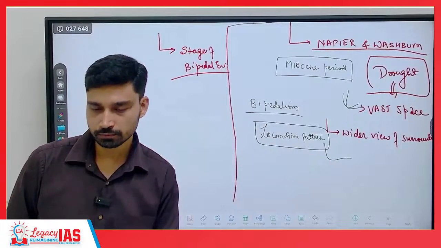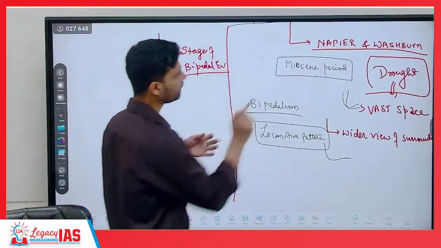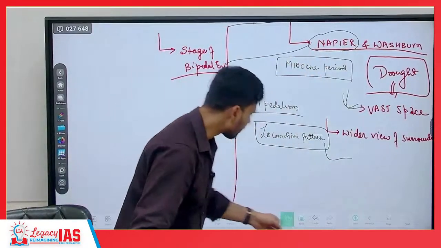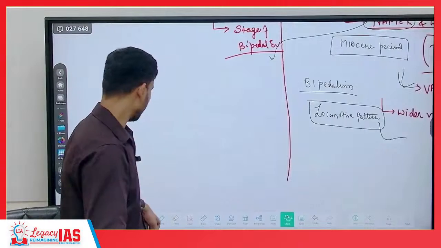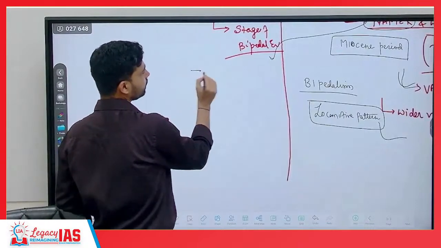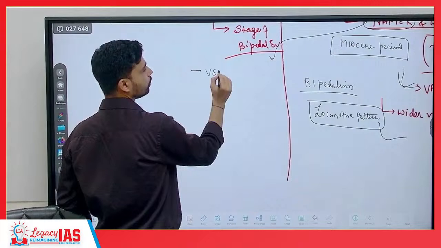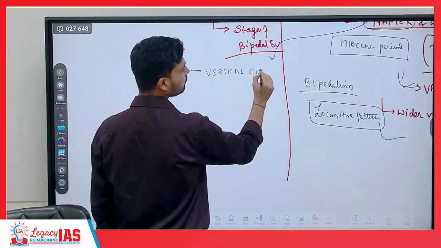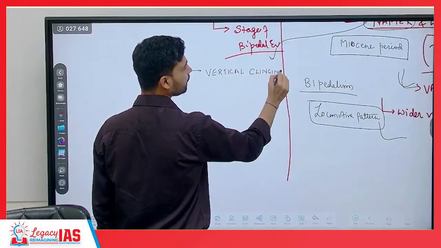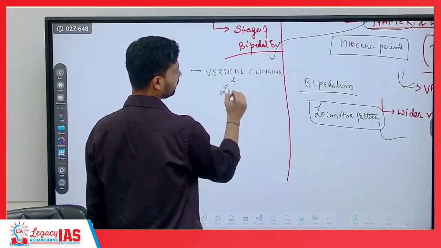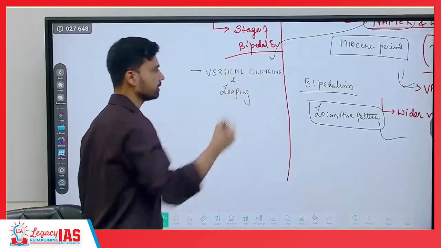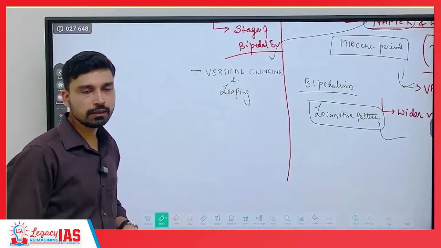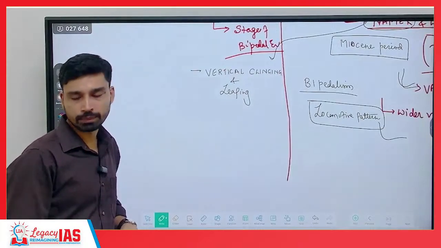Now this has also been explained by the same Napier. Napier said that initially all the primates had a locomotor pattern of vertical clinging and leaping. In the earliest stage, the main locomotor pattern was vertical clinging and leaping.